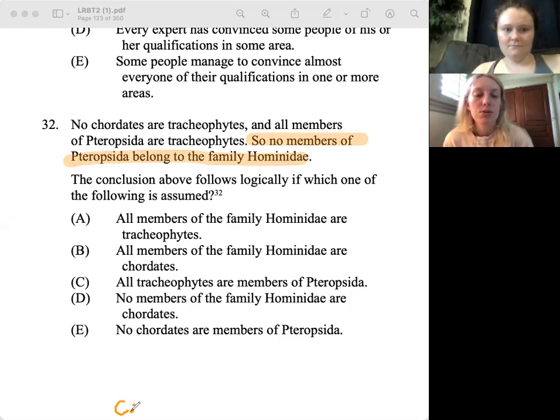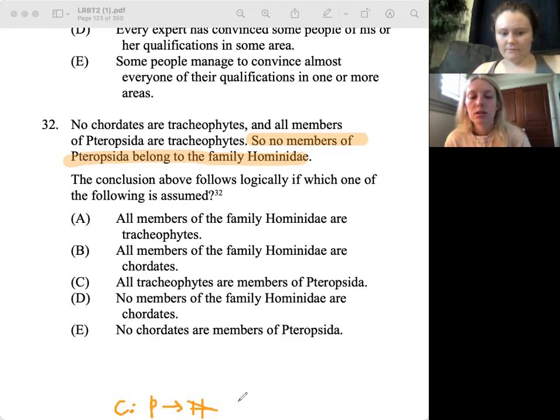So I would do C arrow T. Do just the conclusion first. Yep. So no members of P belong to the family H. So I do P arrow H with a slash through it. Yep. Or if it's an H, it's not P.